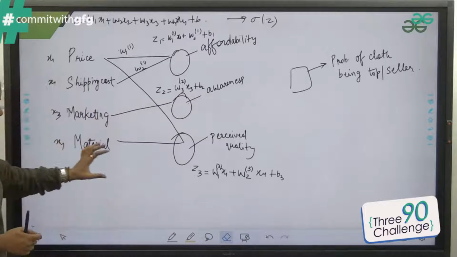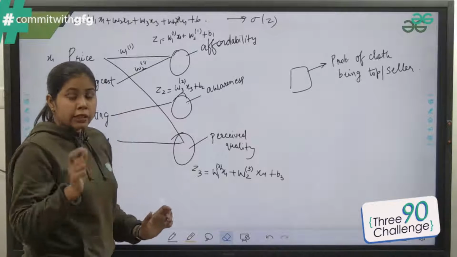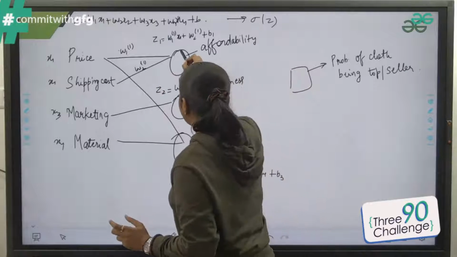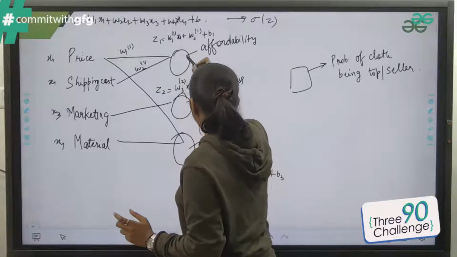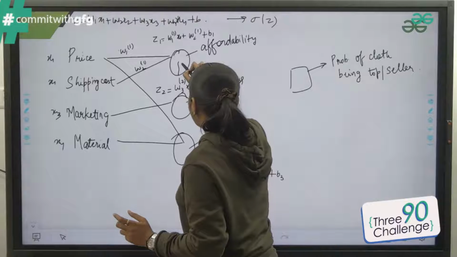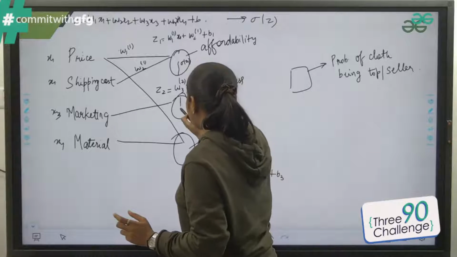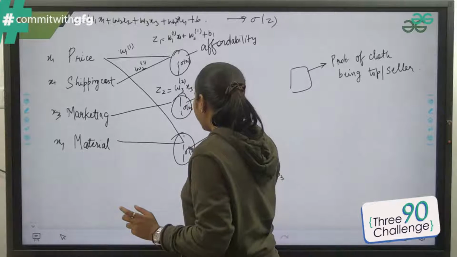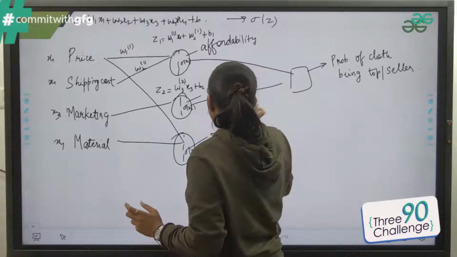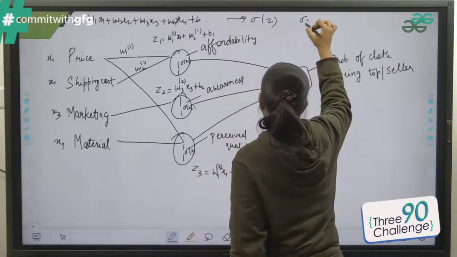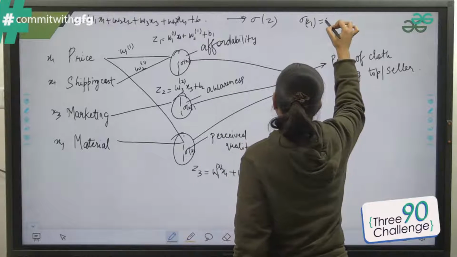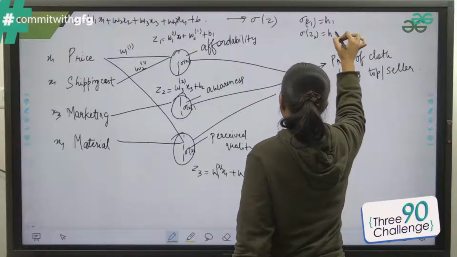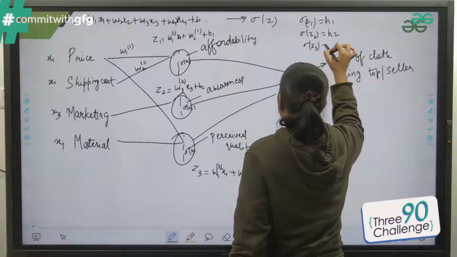Okay, so now you can see that I got Z1, Z2, Z3, and I know what each perceptron does: it gives me sigma Z1 value. So if I get here sigma Z1, sigma Z2, and sigma Z3, what would I get right now? I'll get an output using this sigma Z1. Let's take sigma Z1 as, let's say, H1, sigma Z2 as H2, and sigma Z3 as H3.